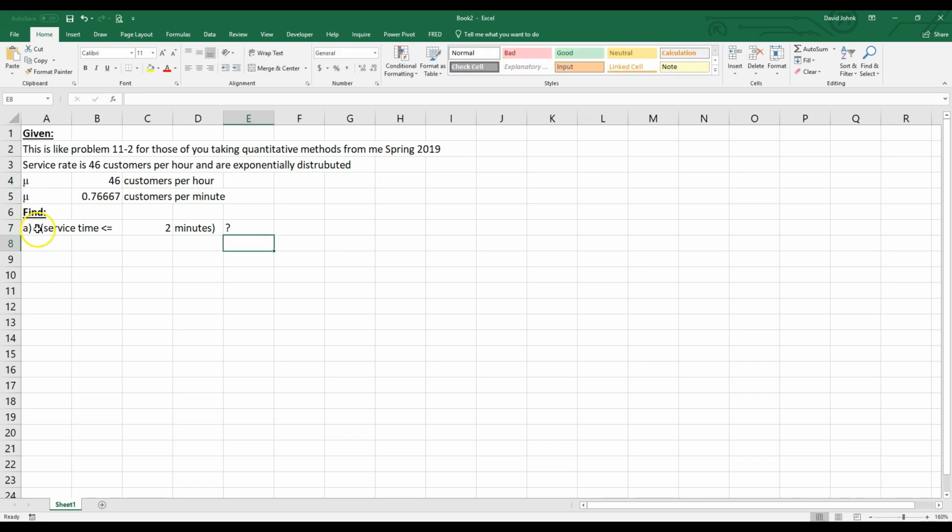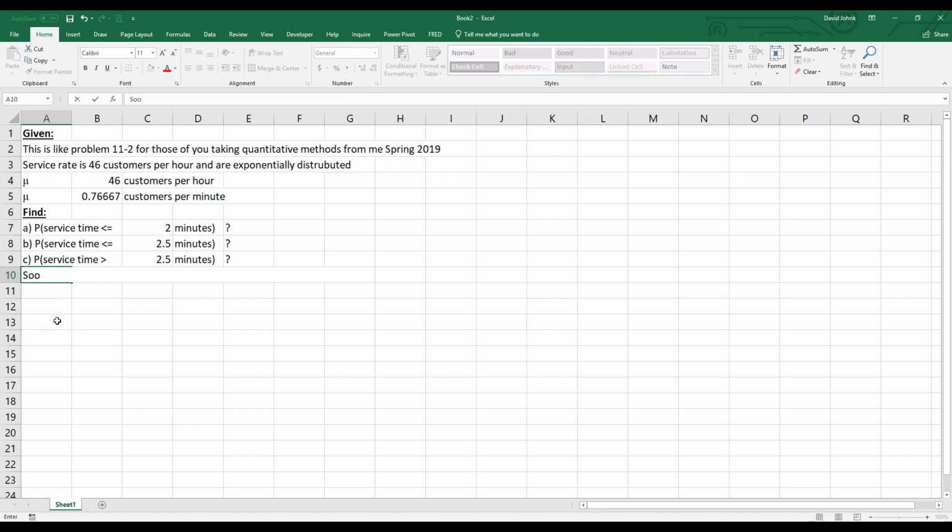And I'm going to copy this down 2 times. We'll say B, what's the probability the service time is less than or equal to 2.5 minutes. And then for C, we'll say the probability that the service time is greater than 2.5 minutes, or 2 minutes 30 seconds, in other words. Okay, so those are the things we want to find.